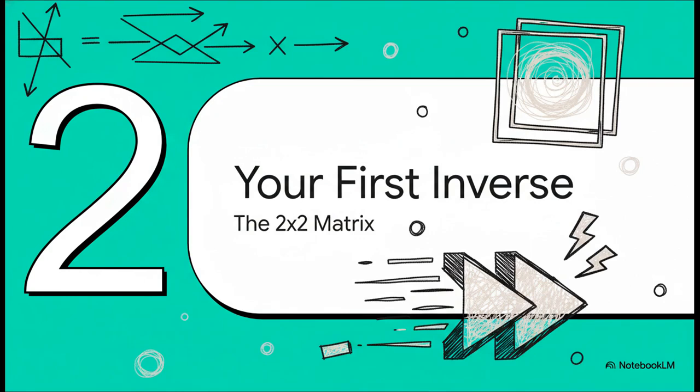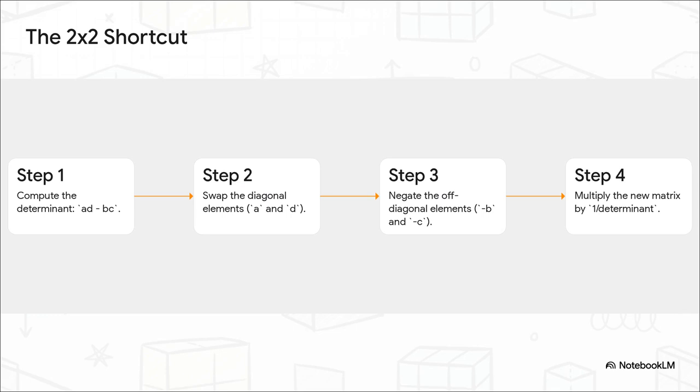Okay, enough theory. Let's actually get our hands dirty and calculate one. We're going to start with the simplest case there is, the good old 2x2 matrix. And the great news is, there's a simple little formula for this that makes it incredibly fast. So the recipe for a 2x2 inverse has just 4 easy steps. We'll find the determinant, swap a couple of numbers, change the sign on a couple of others, and then scale the whole thing. Let's just walk through it with a real example.